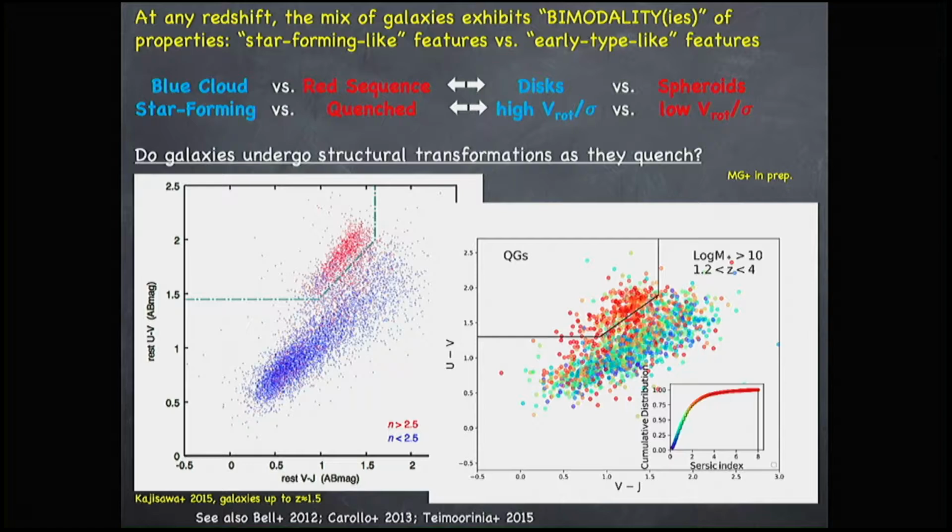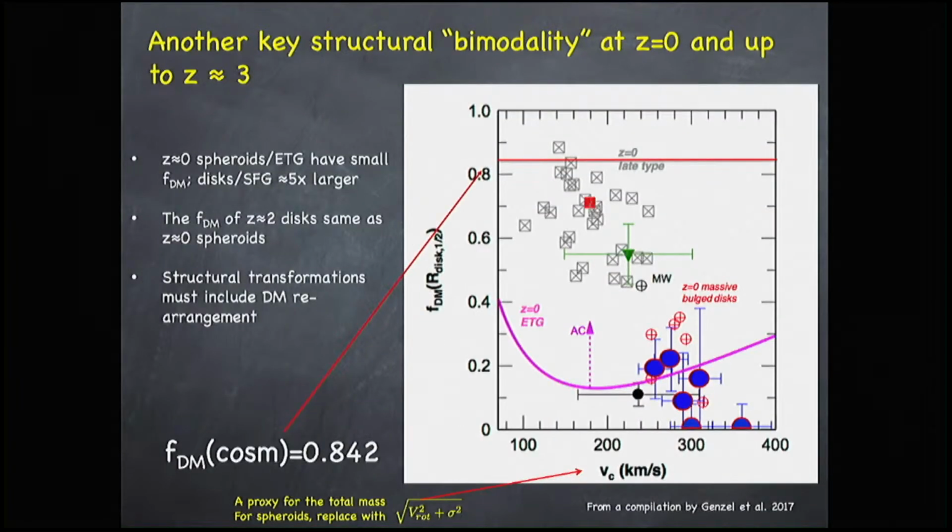So the question is, do galaxies undergo structural transformation as they quench, namely as they change their star formation activity? It looks like they do, at least morphologically, which is the heart of our conversation today.